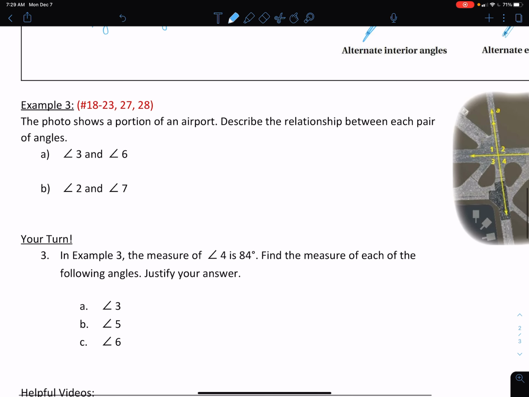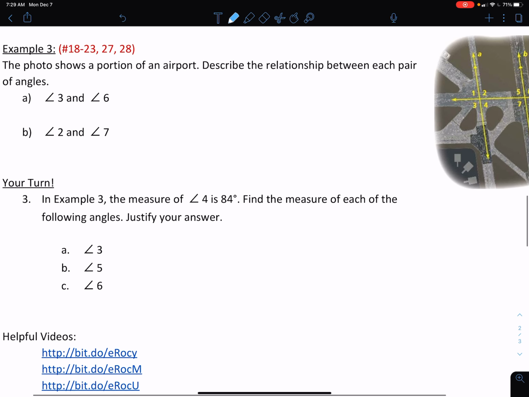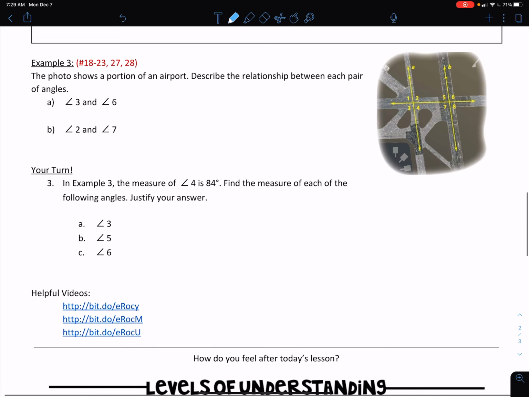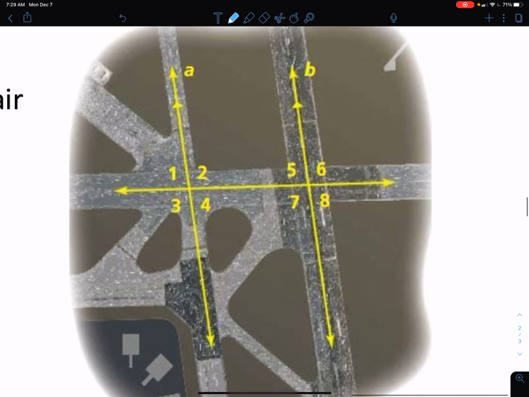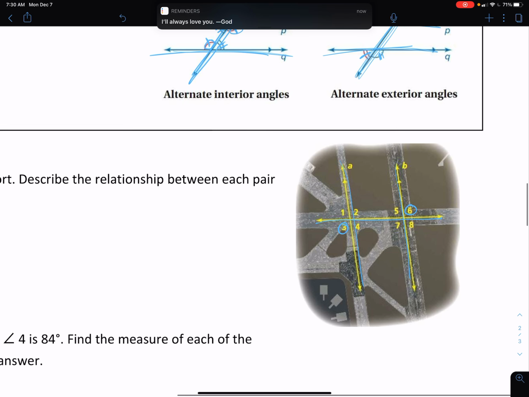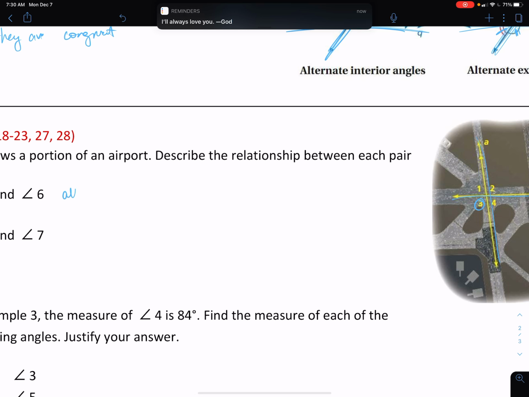So, example 3: the photo shows a portion of an airport. Describe the relationship between each pair of angles. Well, let's take a look. I have angles 3 and 6. Here's my transversal. Here are my lines. They're exterior, right? And they're alternating. They're on the opposite sides of my line. So it must be alternate exterior angles.